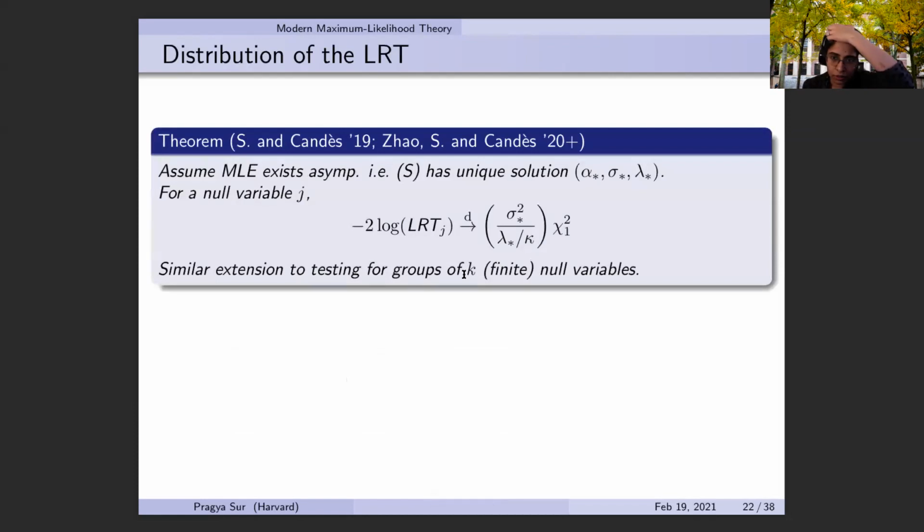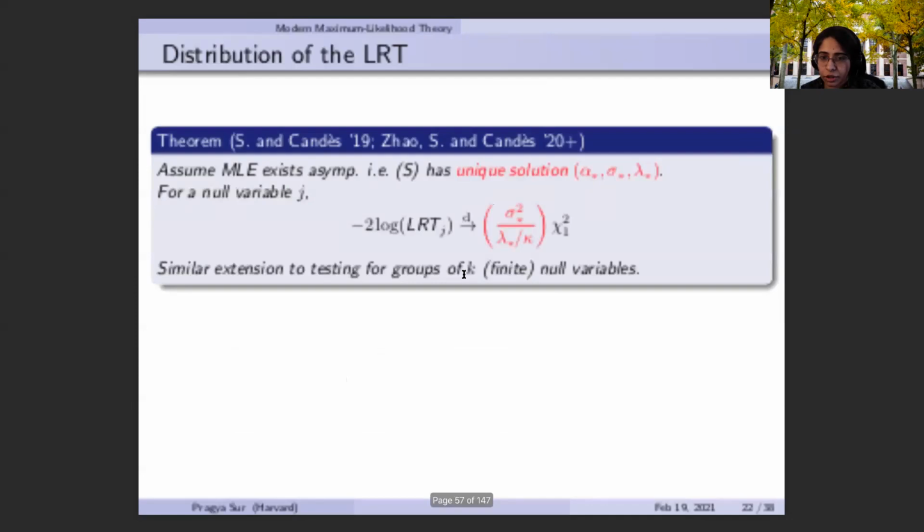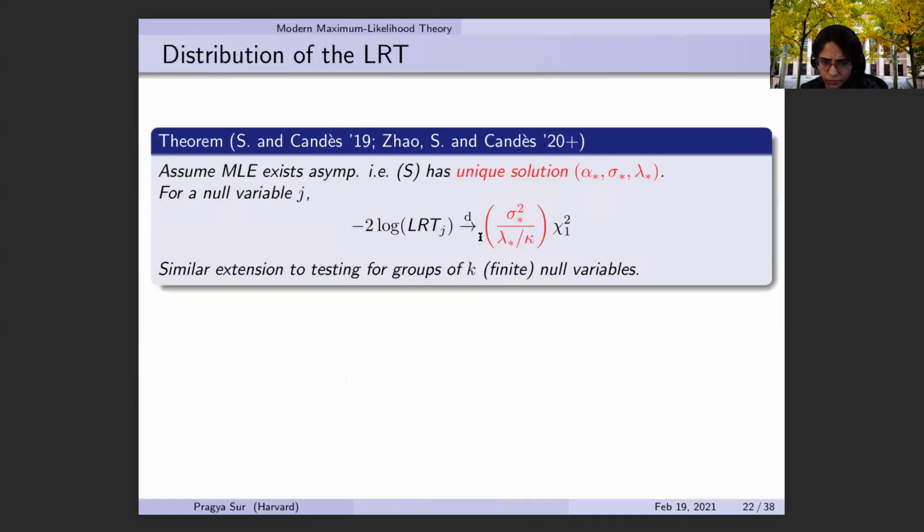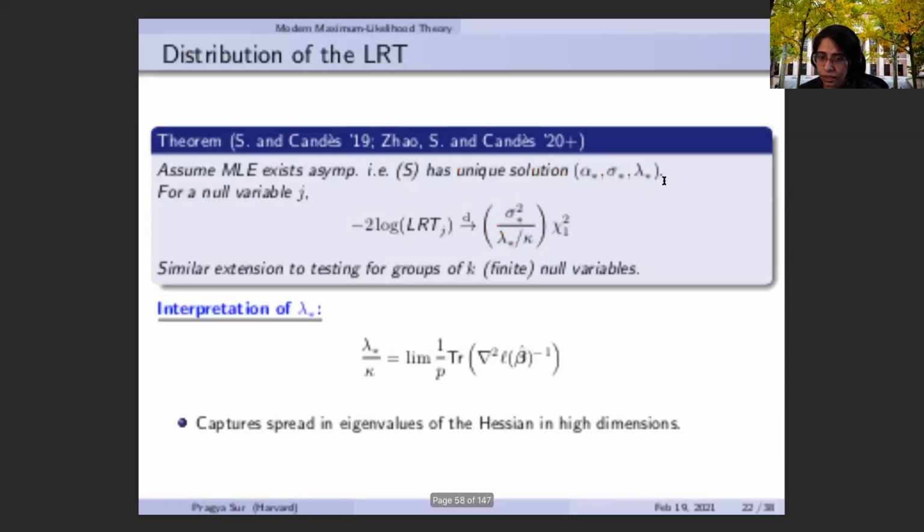Okay, so let me elaborate on the LRT asymptotics I had shown earlier. I already told you that in the limit, the negative twice log LRT will be a rescaled version of a chi-square. So what is this rescaling factor? This is how the rescaling factor looks. But note that in this system solution, we had alpha star, which was the bias, sigma star, which was the variance of the MLE, and I have not told you about this third component, lambda star, yet.